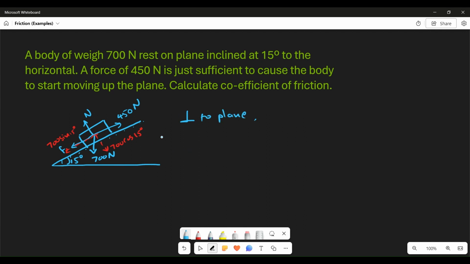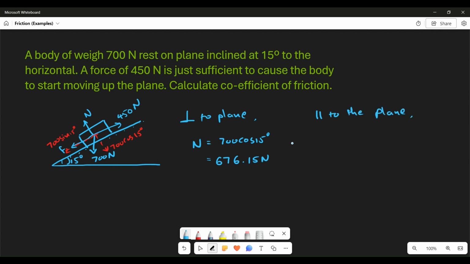Perpendicular to the plane, N is equal to 700 cos 15 degrees. That's simple. So I'm getting N as 676.15 Newton. Then we will solve parallel to the plane.